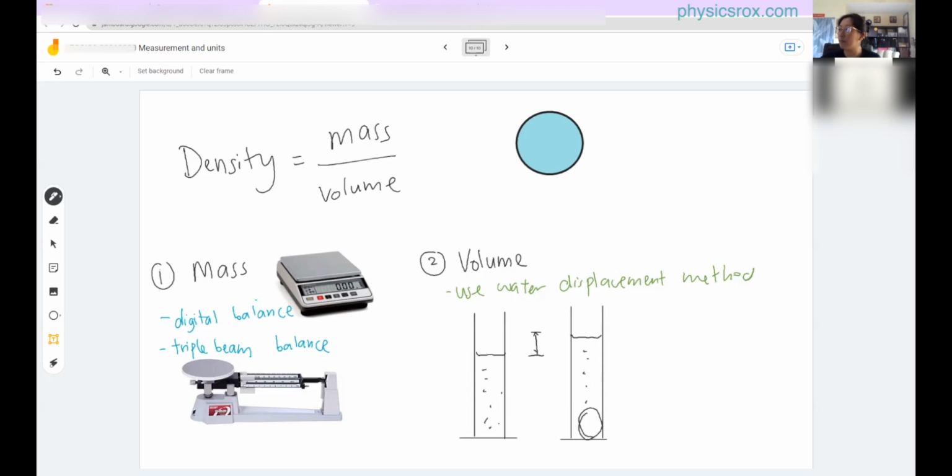So this is the volume of the object. You take the difference. What's the volume? Okay. Then you want to calculate the density, so you use the formula to get the density. Do you know the unit for density, class?